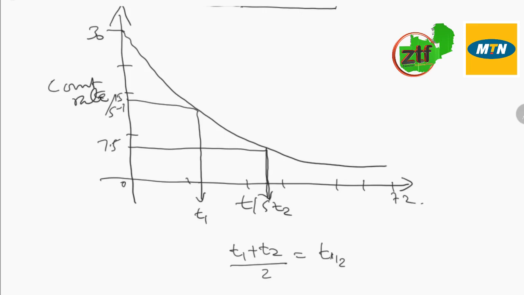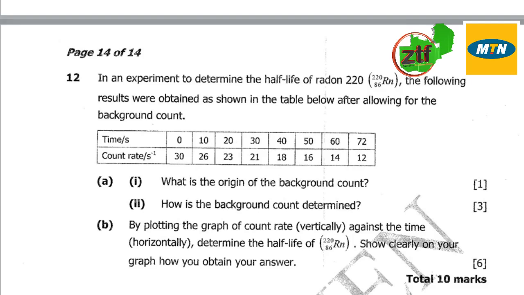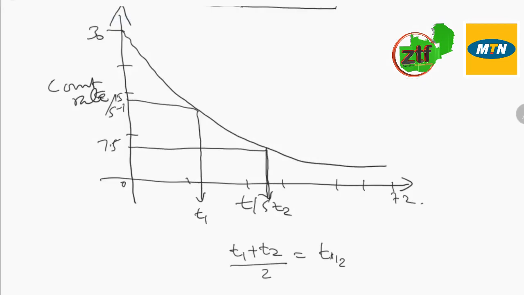In this case, half of 30 will be 15. Somewhere here, between 16 and 14, you are going to get 15. And therefore, it means that the half-life will be between 50 and 60. That will be the answer, about 55 or so seconds. That will be the half-life. That's how we use this graph to determine the half-life.